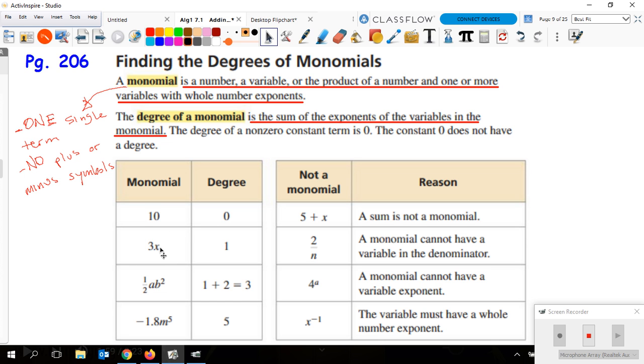When it's right here, we just have an x. There is no power. It doesn't show you a power. You assume it's a 1. So it would just be degree 1. This one only has a 5 on it. There's no other variable terms that have an exponent, so it's just degree 0 on that one.